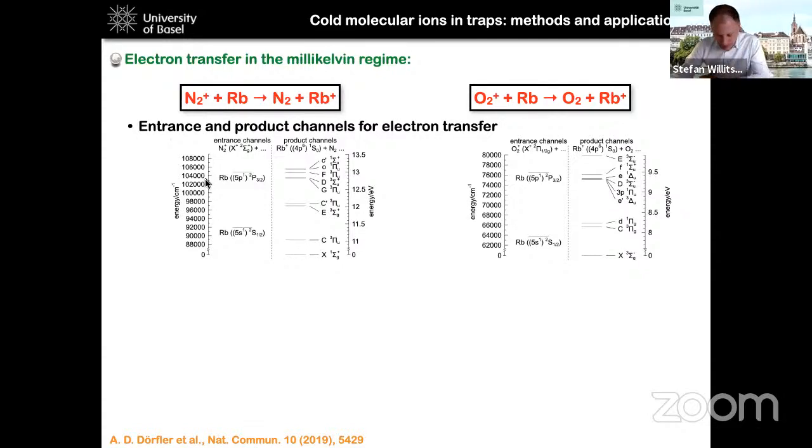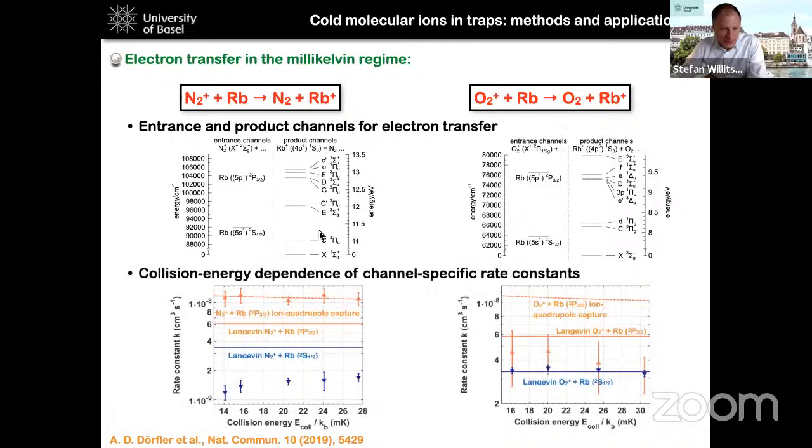And it's important to realize that nitrogen and rubidium have vastly different ionization energies. So the energy liberated by this charge transfer is quite high, right? You can see it's on the order of 100,000 centimeters to the -1 or 13 eV, whatever you prefer. And so we produce nitrogen in highly excited electronic states in that way. What we are now measuring were charge transfer rate constants for this process, both with rubidium in the ground state and with rubidium in the excited state.